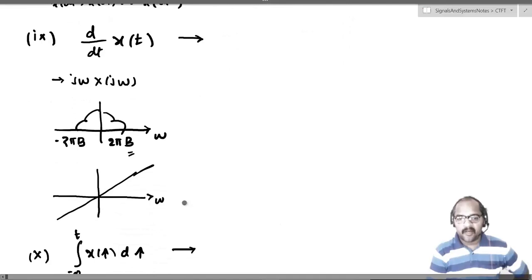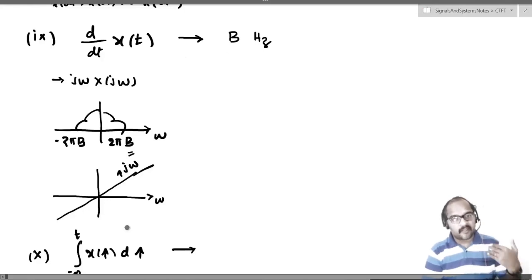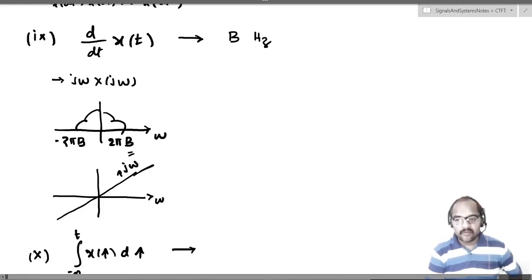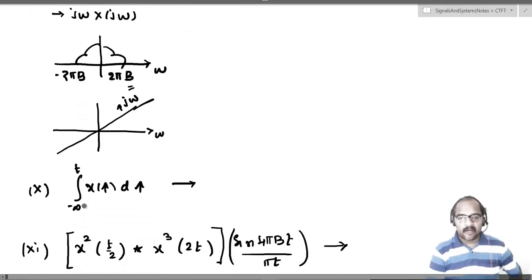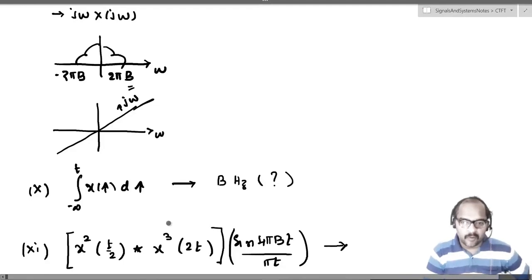And that is multiplied with whom? X of j omega is multiplied with j omega, correct? That is a straight line passing through origin. So if you multiply these two, the overall product exists from minus 2 pi b to plus 2 pi b, and hence d by dt of x of t will again have b hertz as the bandwidth. So if you differentiate the signal, bandwidth is not going to change. With the same argument, if you integrate a signal also, bandwidth is not going to change, but be careful, you have to prove this. We will take it as homework.